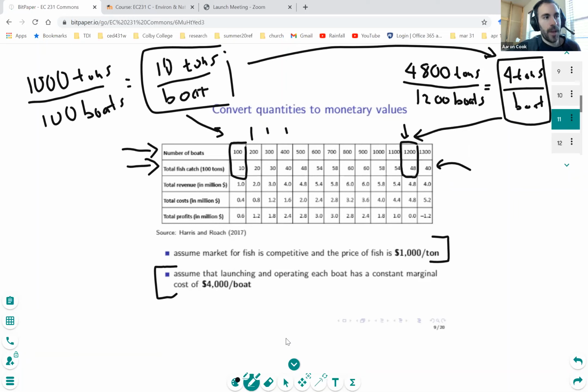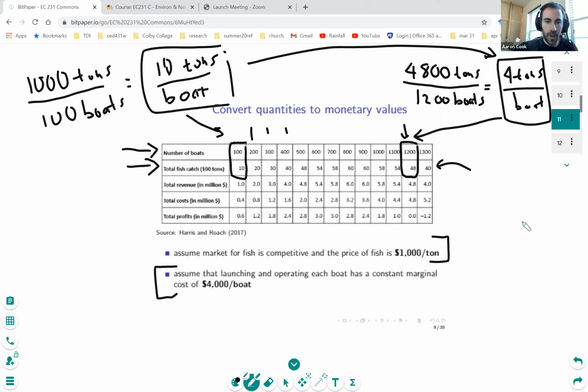So you can think of that as being like the maintenance costs on the boat, the fuel costs for the boat, the time costs, the labor costs of the fishermen. It's their opportunity cost. So if they're not fishing, they could be using their time doing something else. So let's assume that this $4,000 per boat includes the maintenance and the fuel costs, as well as the opportunity costs of their time. So again, let's just assume that each additional boat has a constant marginal cost of $4,000 per boat.